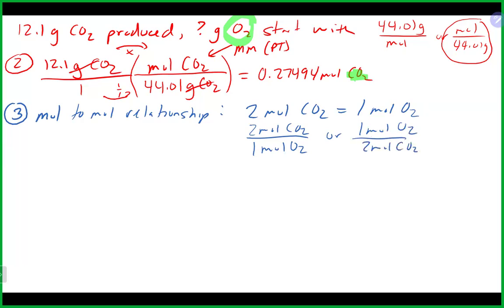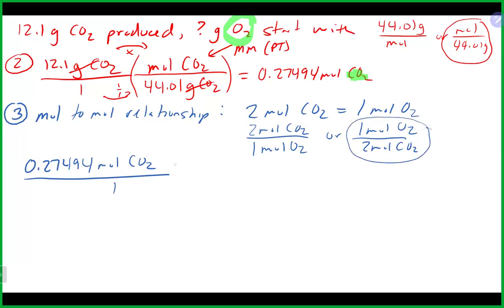So if we continue on with our calculation, we have 0.27494 moles of CO2. I want to get rid of CO2. Should I use a conversion factor on the left or on the right in this case? Which one would put CO2 in the opposite location? Yeah, the one here over on the right, right? So it's on top. I'm going to use it.